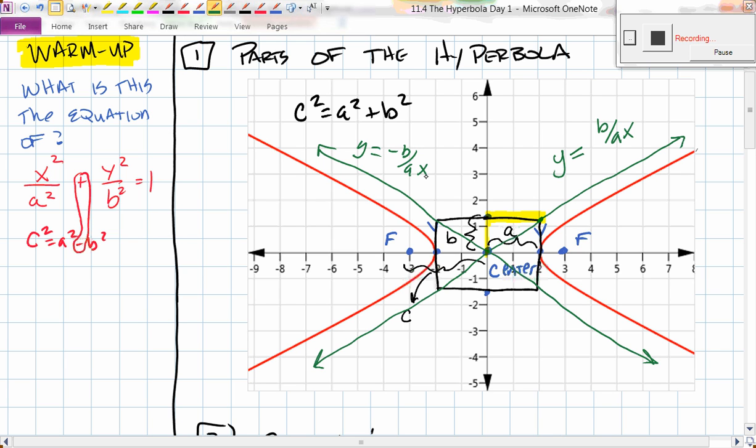The transverse axis, right? So the last thing that we need to put on our graph is the transverse axis, which goes right through the focal points, the center, and the vertices. So that tells me that we have a left-right transverse axis.